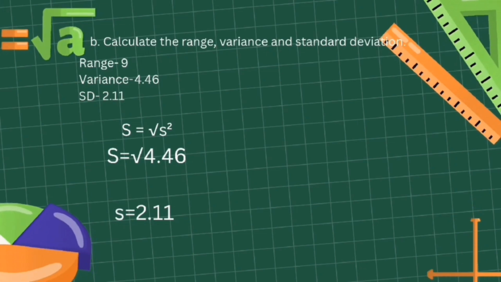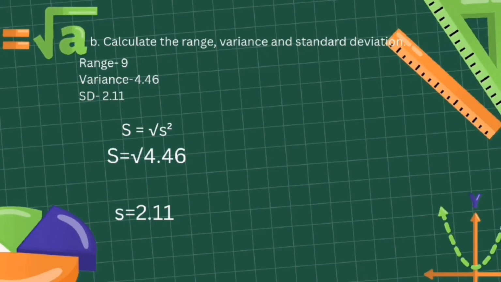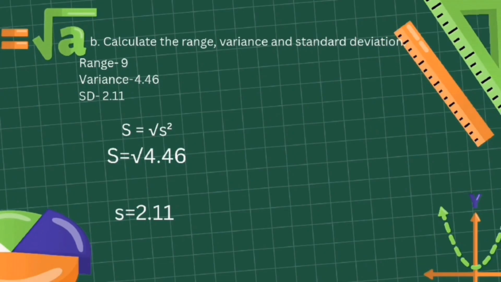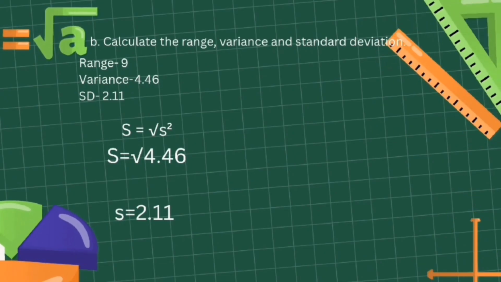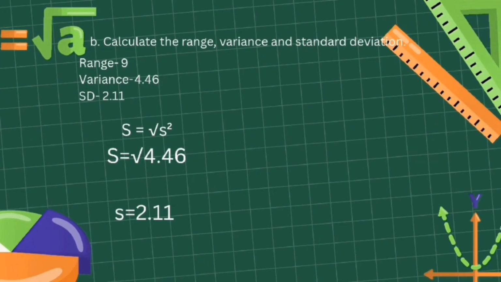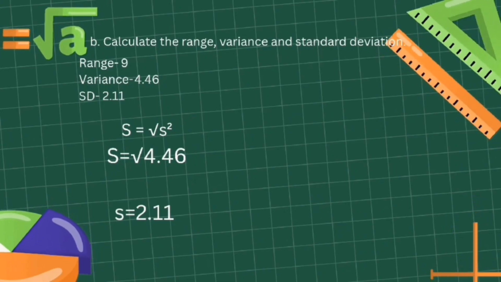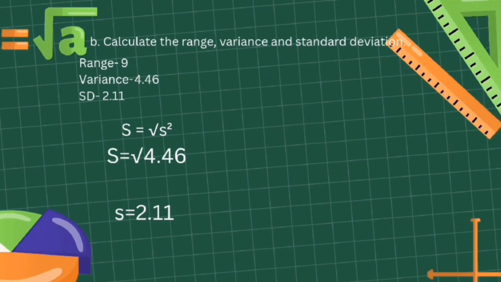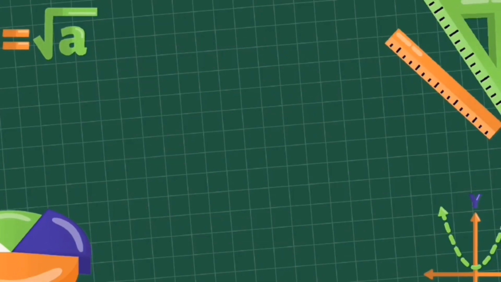Standard deviation tells us the average distance of the data values from the mean. To find the standard deviation, we get the square root of the variance. Since the variance is 4.46, we take its square root. Therefore, the standard deviation is 2.11.